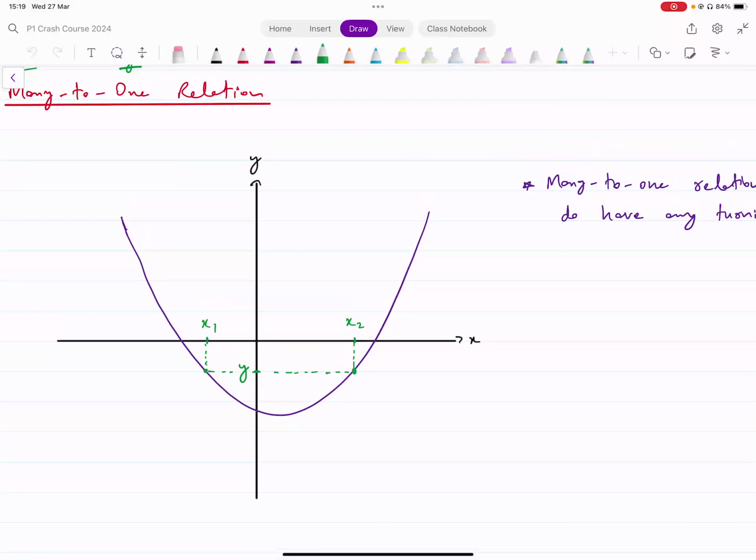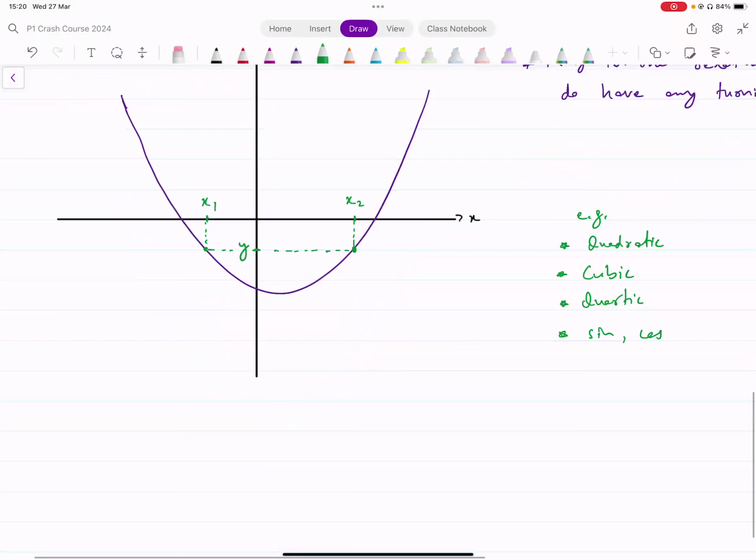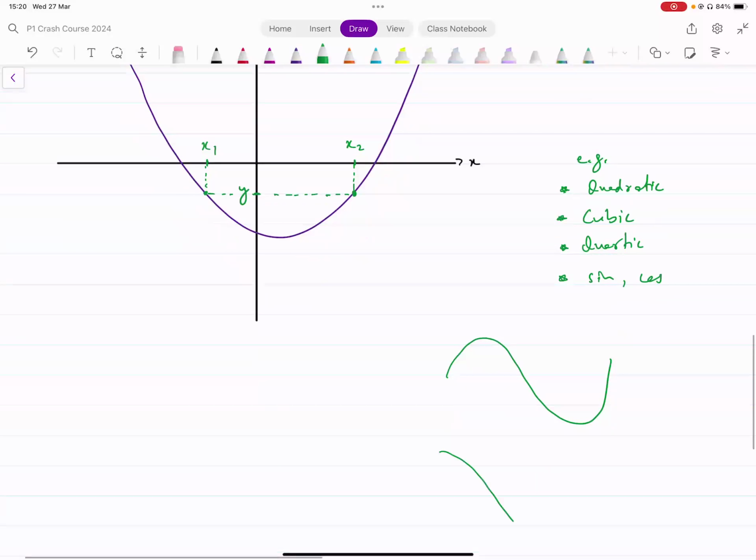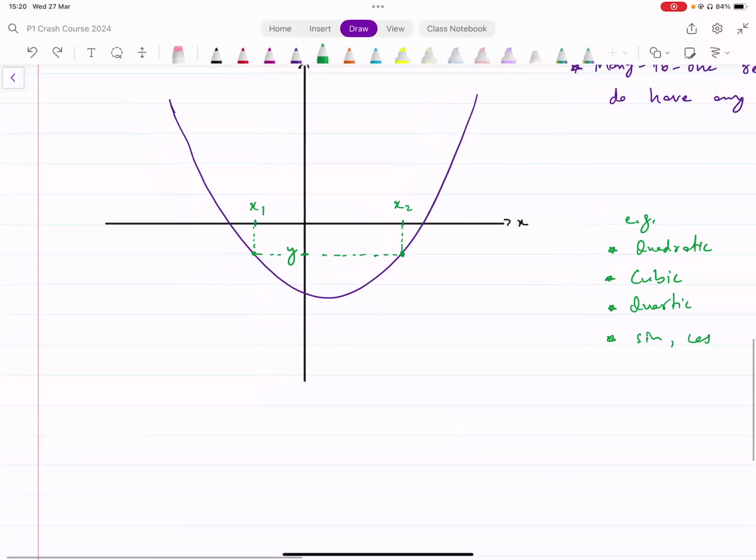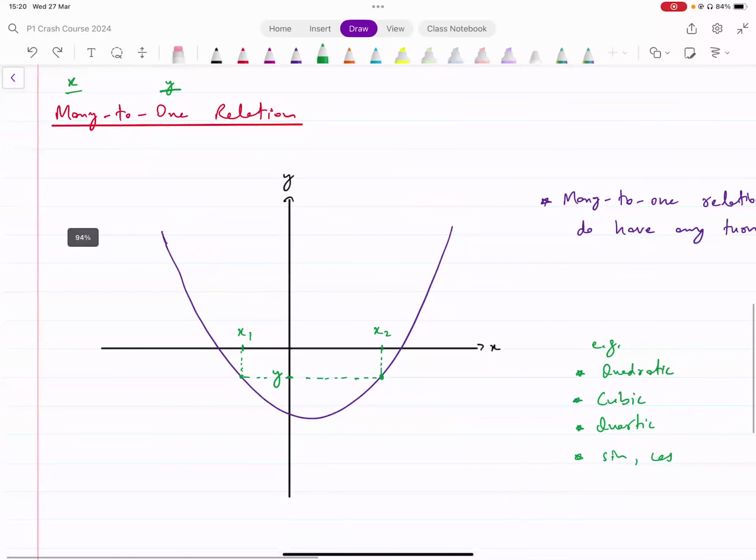One is quadratic, right? We have seen this here. You could have quadratic functions, for instance. You could have any other polynomial, like cubic functions. Not all cubic functions. Some cubic functions are one-to-one. Some are, most are many-to-one. So you could have cubic, quartic, always. Trigonometric functions, sine, cos, right? Remember their graph? Sine graph looks like this. Cos graph looks like this. They are also many-to-one functions because they have turning points, right? Multiple x values can give you one value of y. So this is a many-to-one relation as well.